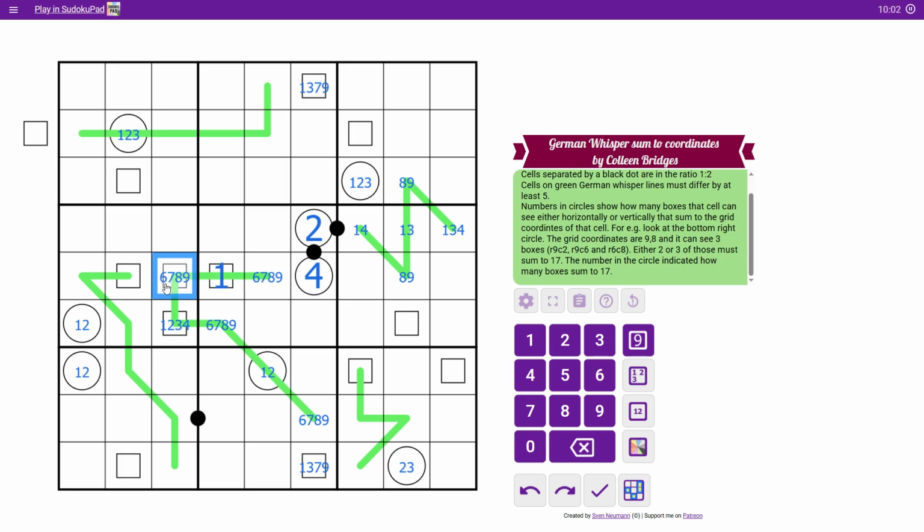Like a 6 has to go next to a 1, but a 1 doesn't have to go next to a 6. So that could be anything. Now that could be anything. 1, 2 could be anything. That was very unhelpful, wasn't it?